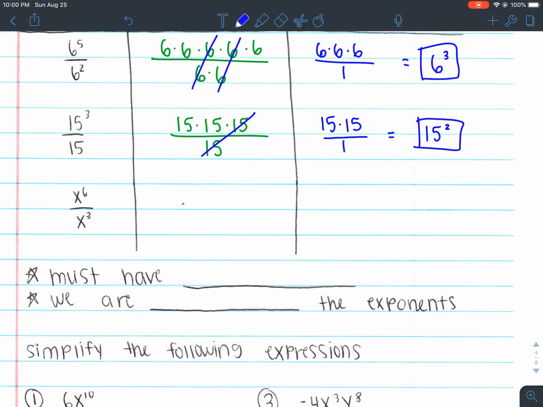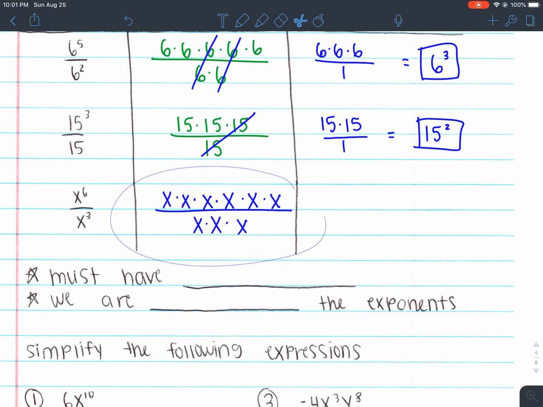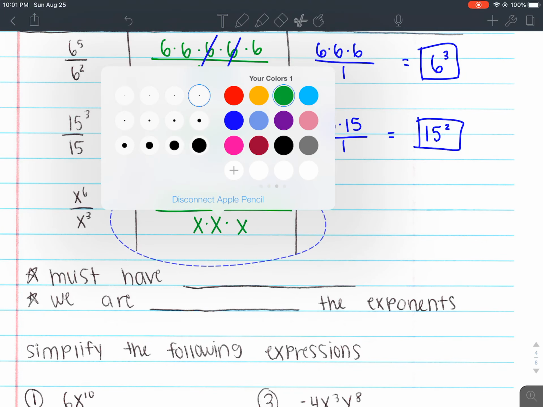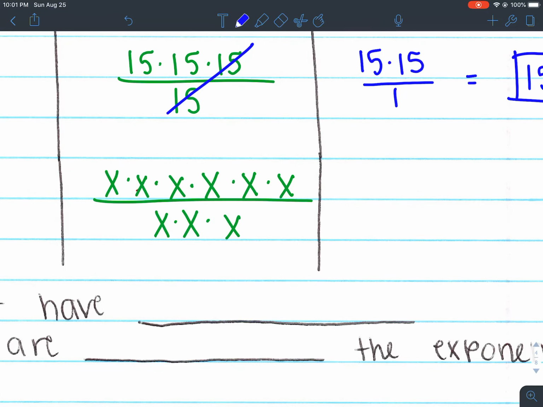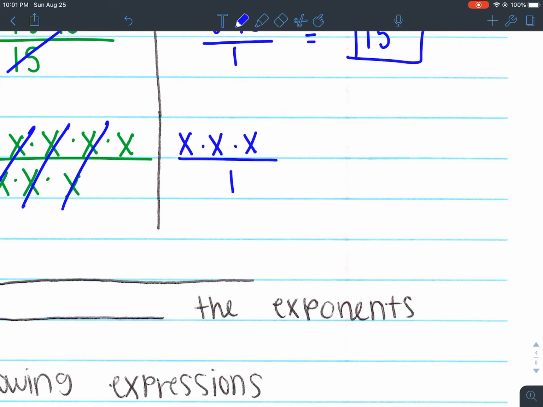Lastly, I have x to the 6 divided by x cubed. X to the 6 means I have x times itself 6 times, divided by x times itself 3 times. Well, just like earlier, I need to do this in green, just to go with my color scheme. Just like earlier, x divided by x is going to be 1, so I can still cancel out some x's. That leaves me with x times x times x in the numerator, and then a 1 in the denominator, which gives me x cubed.